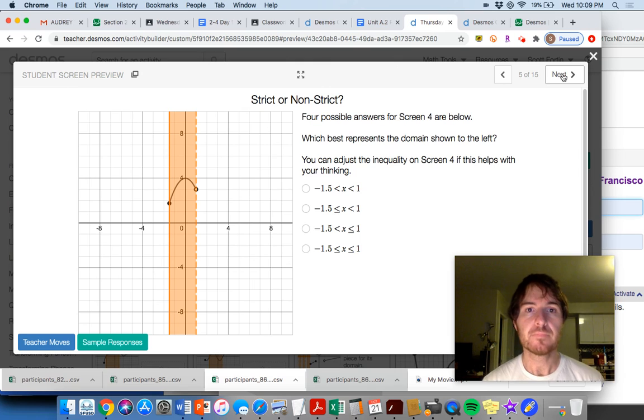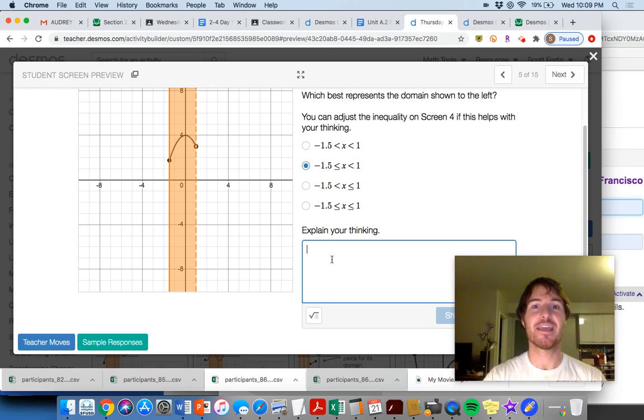Move onward. All right, strict or non-strict. What the heck does this mean? Four possible answers for screen 4 are shown below, which represents the domain shown to the left. Is this the same one as last time? It looks like the same one as last time. You can adjust the inequality in screen 4 if this helps your thinking. So I am the math teacher, so I think I'm right. So I'm going with this one right here.